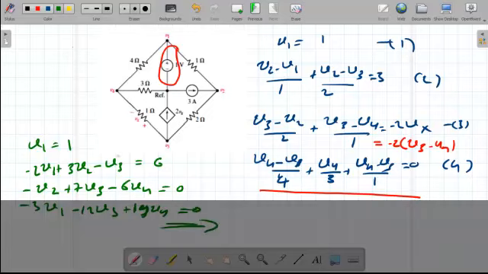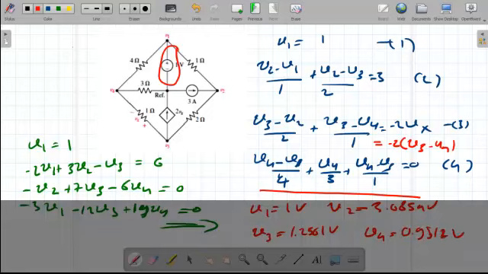So after we solve these 4 equations, we get V1 equal 1 volt, V2 equal 3.0854 volt, V3 equal 12561 volt, then V4 equal 0.9512. So here we finish all the problems for nodal analysis. So please do check all the answers and please check all the numbers.